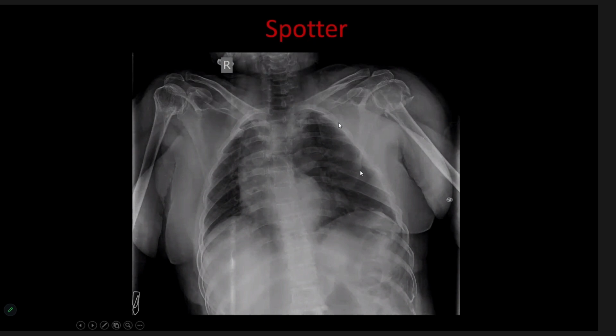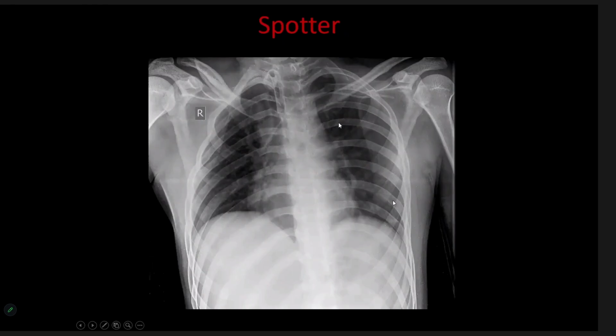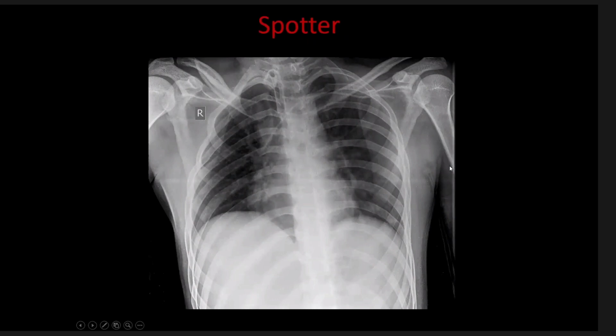And someone has also mentioned small left pneumothorax. Clearly, we can see visceral pleural line followed by an avascular area. So this is fracture humerus and ribs and left pneumothorax. Clearly we can appreciate the rib fractures. Next spotter. Left clavicle, left clavicle too, true. Left clavicle also. Next spotter.